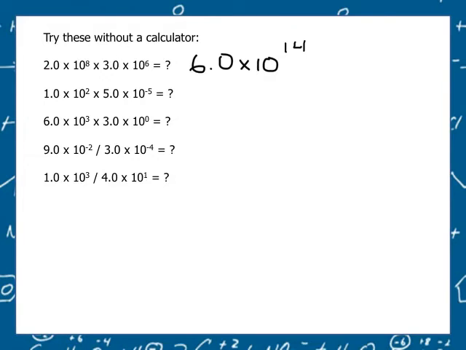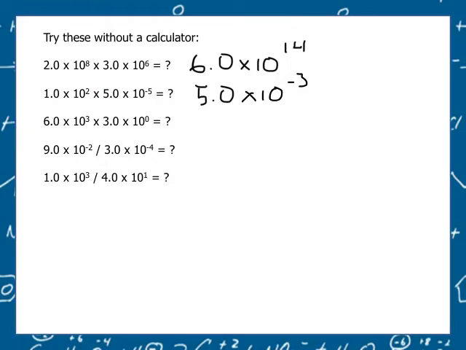Okay, next one, 1 times 10 to the 2nd times 5 times 10 to the negative 5th. 1 times 5 is 5. My exponents will be 2 plus a negative 5. So that is times 10 to the negative 3rd. Check for proper scientific notation. I have that, so that one is also finished.